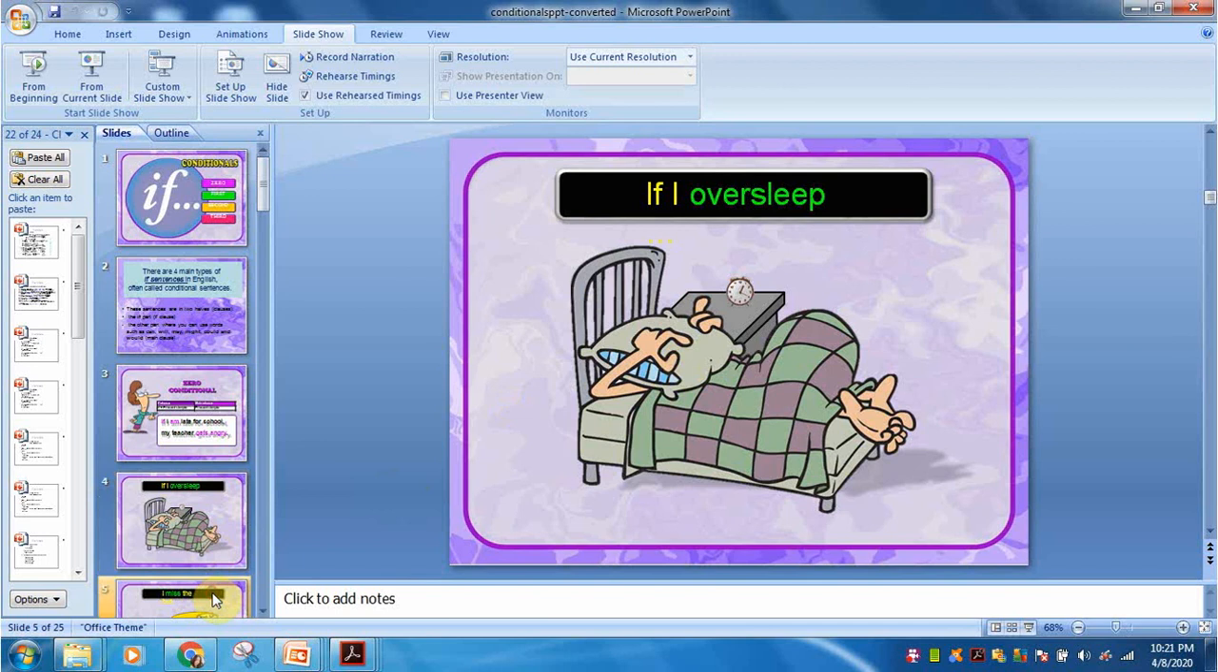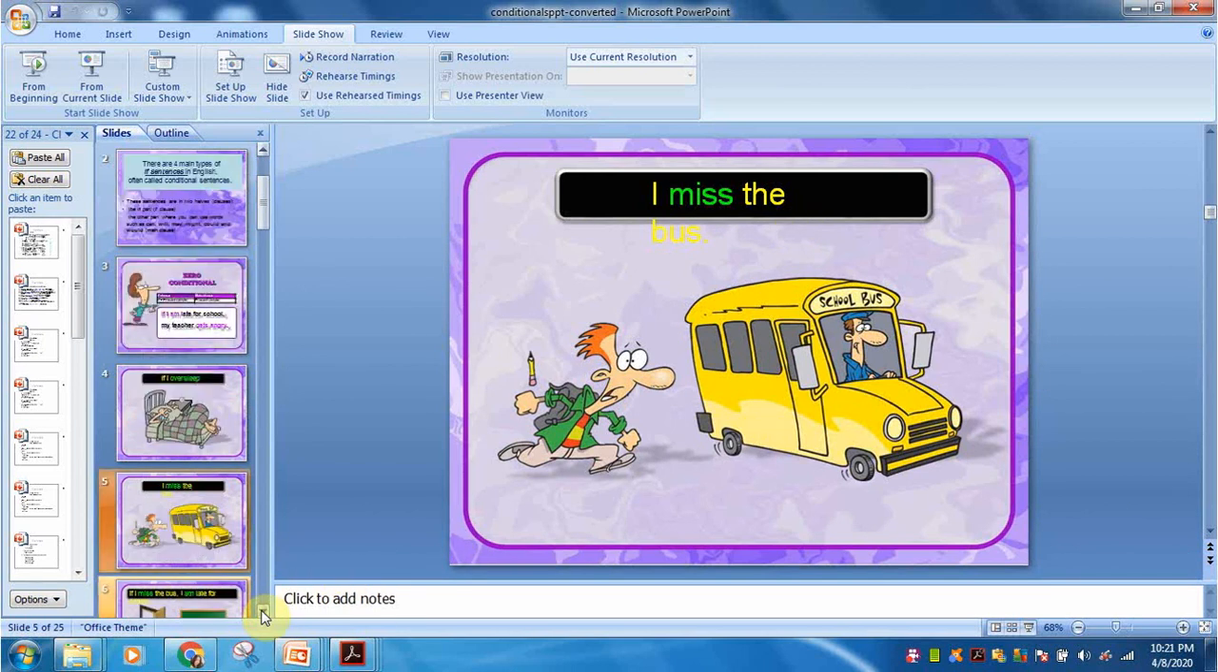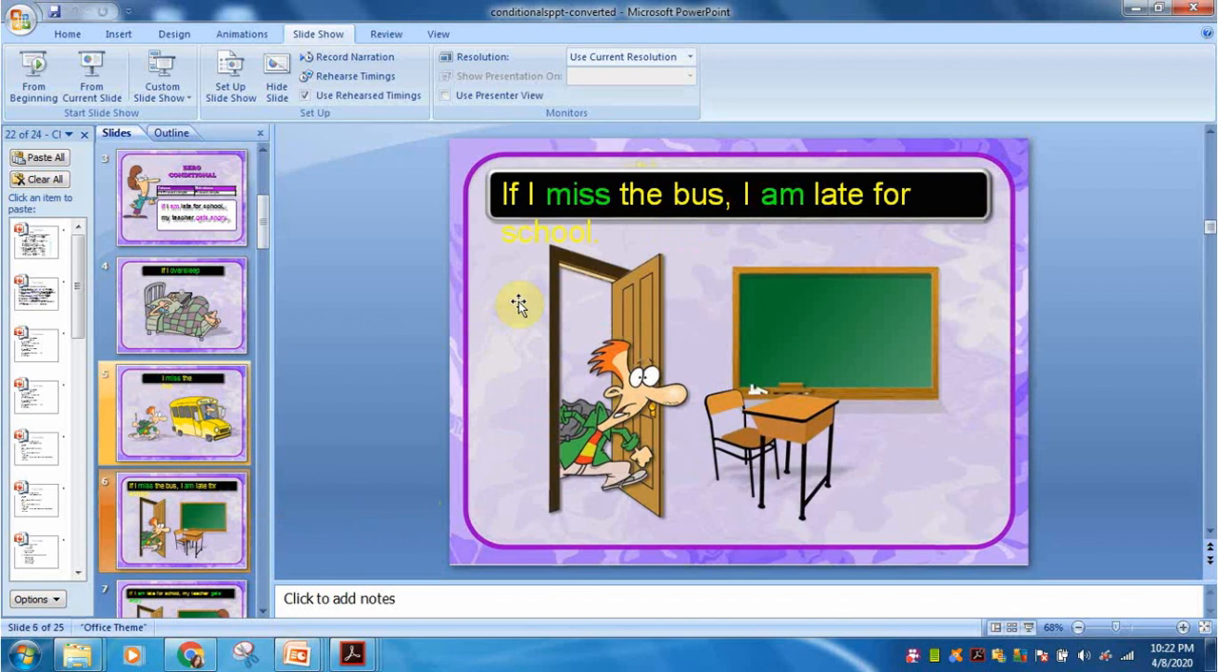So let's see. If I oversleep, I miss the bus. If I oversleep, present simple; I miss the bus, this is also present simple. This is a fact. When you oversleep, you get up late and you miss the bus. If you want to insert one more sentence, you can add: if I oversleep, I get up late and I miss the bus. Right? So when you miss the bus, what happens? If I miss the bus, I am late for the school.